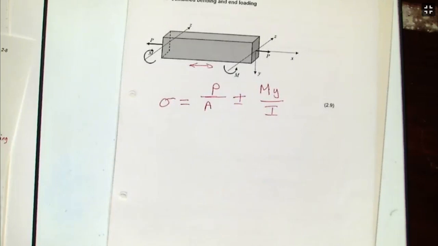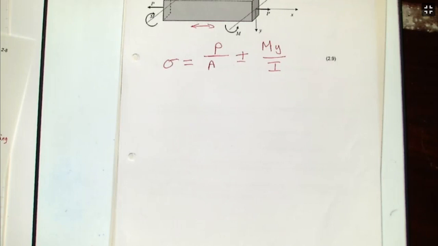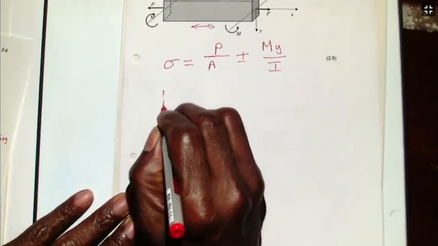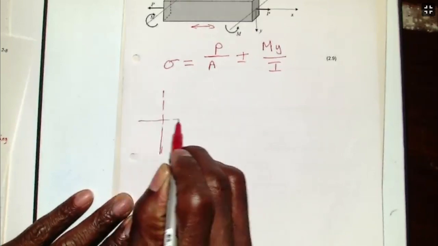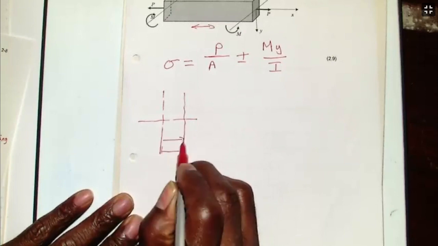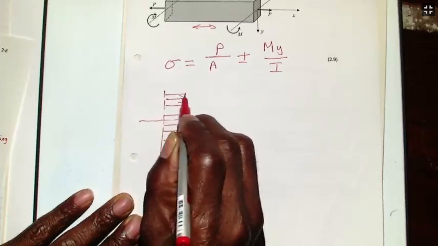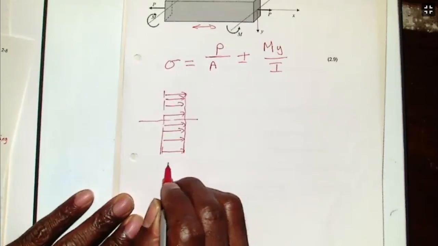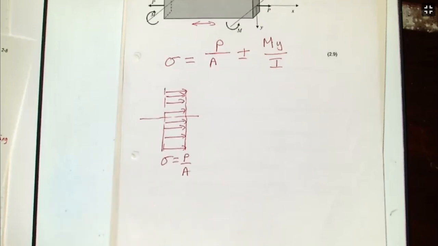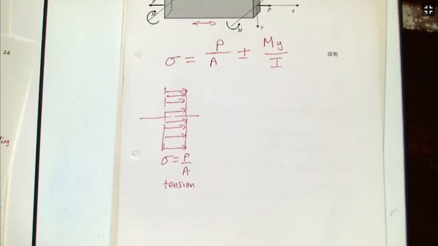What does that mean? If I look at what the stresses will look like due to the force P, looking at the cross-section, that is the neutral axis. We will have a uniform stress because that force P is only giving us a uniform stress. So that is sigma equals P over A, and that is in tension because we are applying a tensile load.